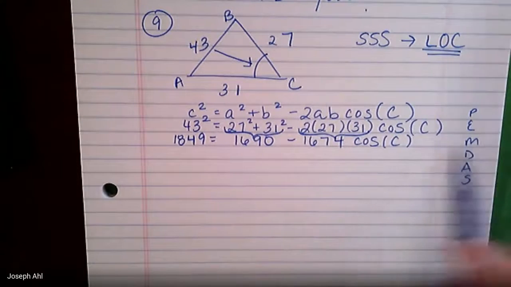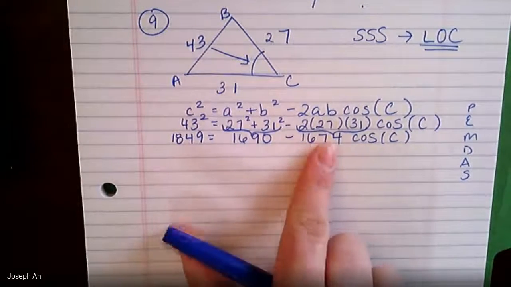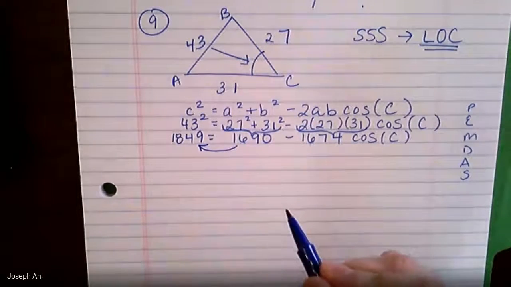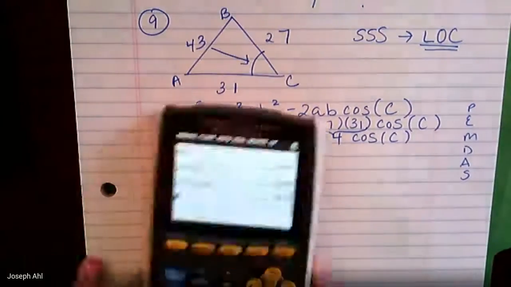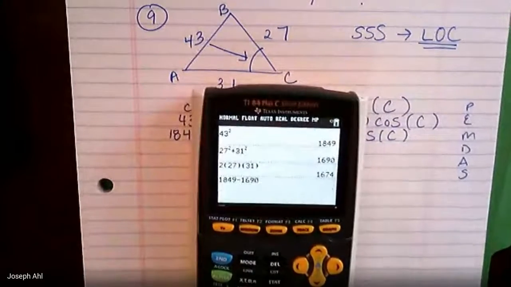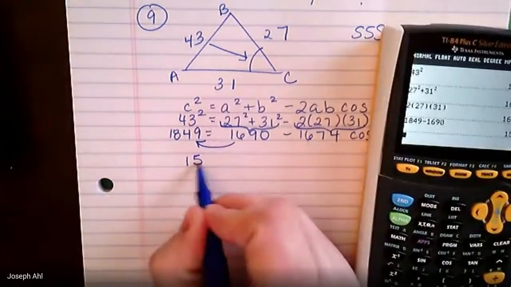But anyway, if I'm following PEMDAS, we have to think about the multiplication before I can subtract those. Since I can't subtract them, I'm going to subtract the 1690 from this side. So 1849 — sounds like an important historical year. I don't know what happened then, but minus 1690 is 159.